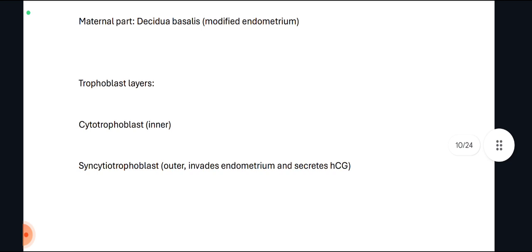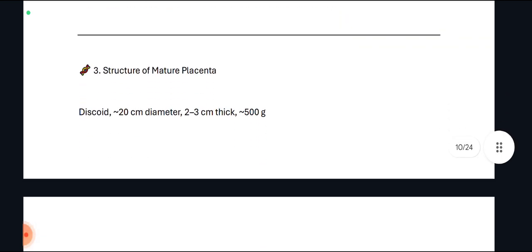Now, as we have already discussed, the growing fetus has got trophoblast cells, which form two layers: cytotrophoblast, the inner cell layer, and syncytiotrophoblast, the outer cell layer. This is the layer that invades endometrium and secretes HCG.